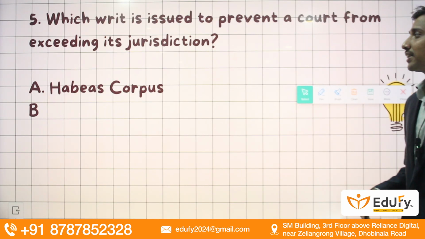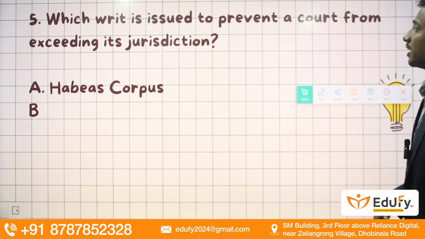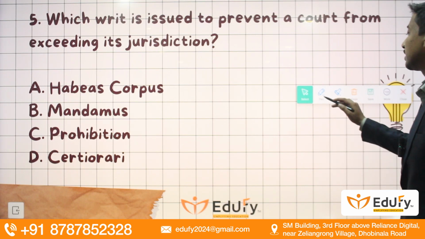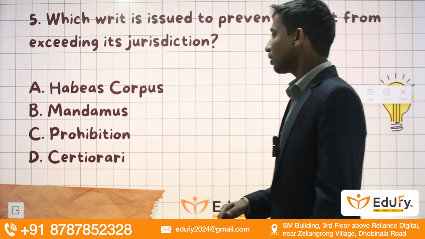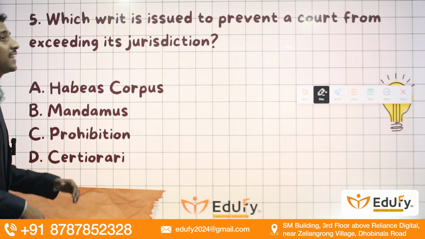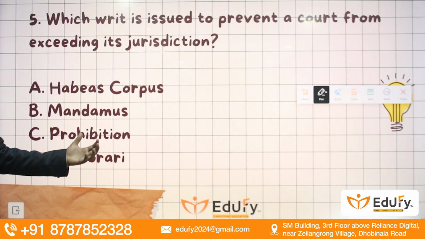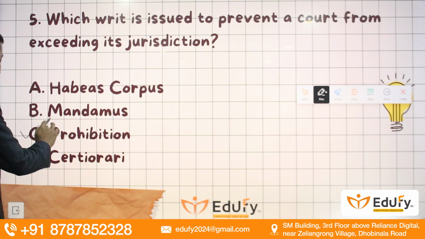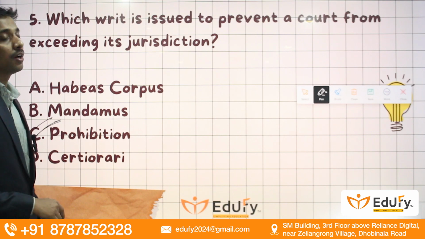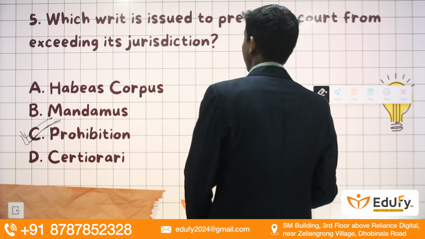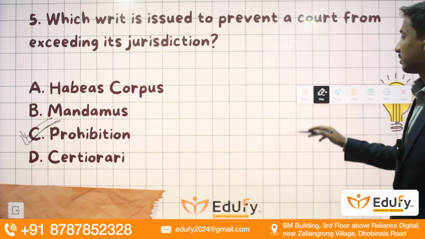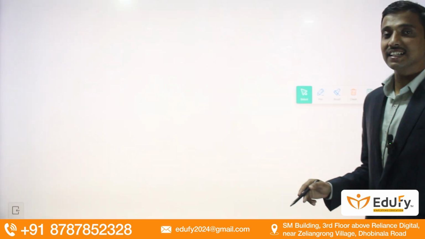Moving towards the next question, guys, we have which writ is issued to prevent a court from exceeding its jurisdiction. So guys, when the courts try to exceed their jurisdiction, which means area of function, at that time we can issue the writ of prohibition in order to prohibit the court from exceeding their jurisdiction. Okay, so option C is the correct option. That is the type of writ. So option C is the correct option.